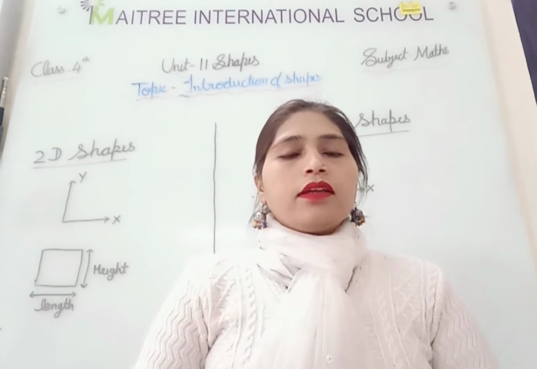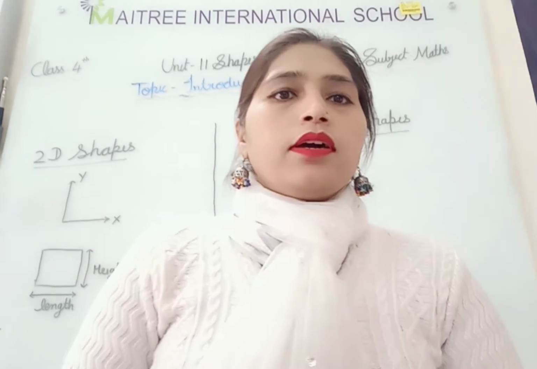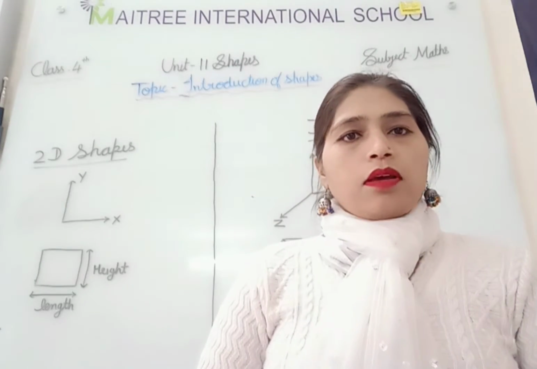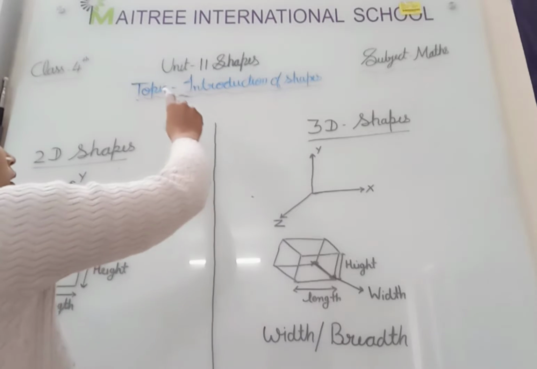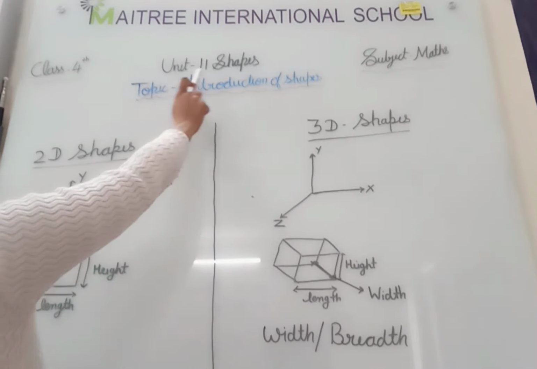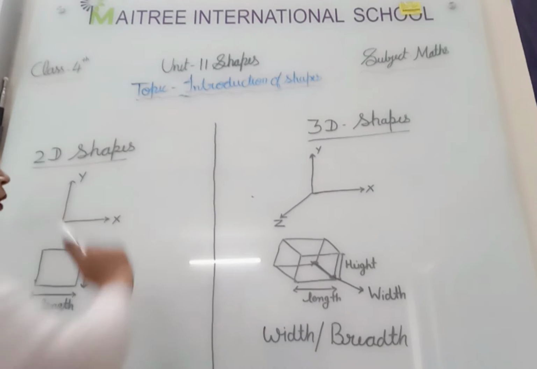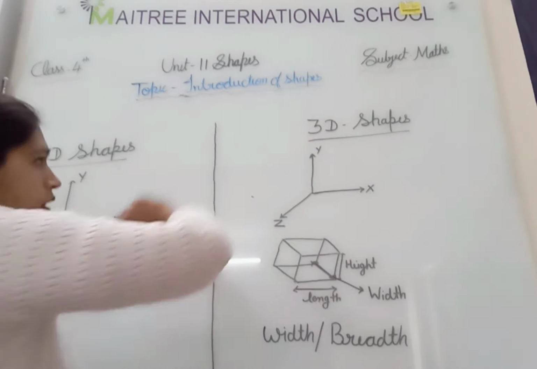Okay, so let's start the revision, and the children who have not done it in their book will complete it in their book also. Okay, so now let's start. Today's chapter is unit 11, Shapes, and our topic is introduction of shapes.